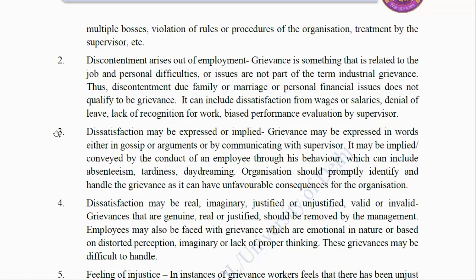Number 3, dissatisfaction may be expressed or implied. Grievance may be expressed in words, either in gossip or argument or by communication with supervisor. It may be implied, conveyed by the conduct of an employee through his behavior, which can include absenteeism and daydreaming. Organizations should promptly identify and handle the grievance as it can have unfavorable consequences for the organization.